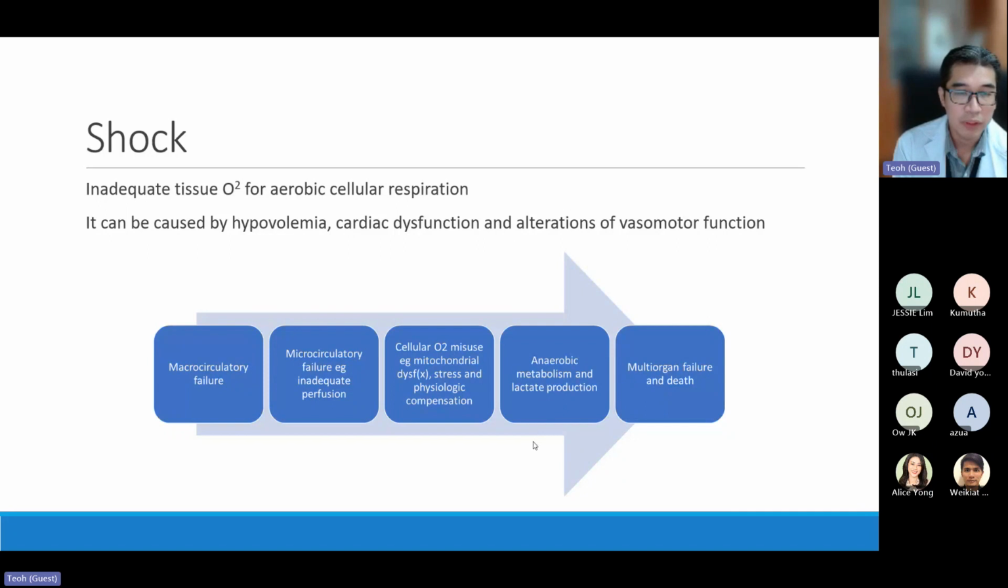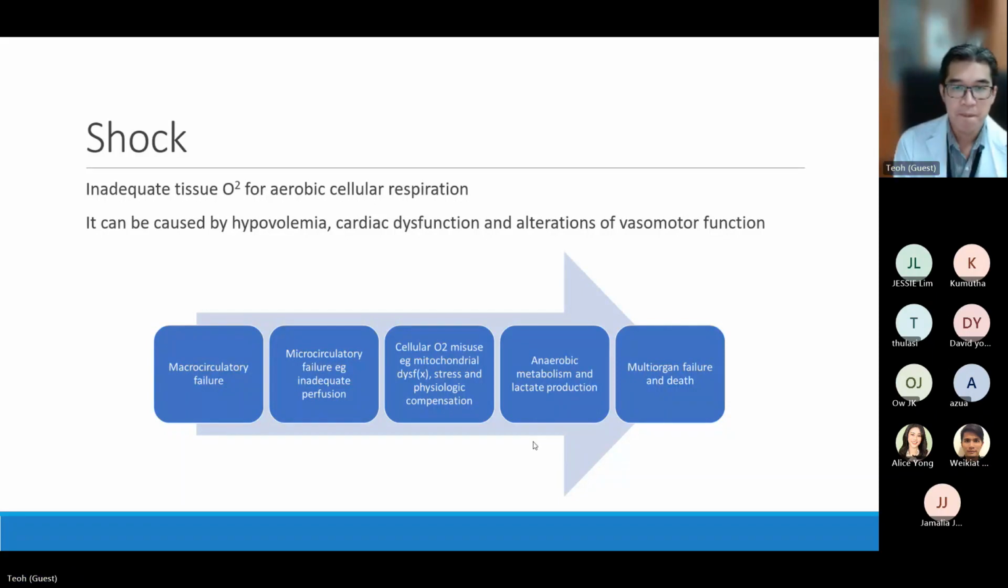classes here. It can be due to hypovolemic shock, or it can be due to cardiogenic shock, alteration of vasomotor function, as well as obstructive shock. Although it's rare, sometimes we have to think of obstructive shock, because usually patients with obstructive shock need immediate intervention for life saving. For example, causes of it will include tension pneumothorax, cardiac tamponade, as well as pulmonary embolism.